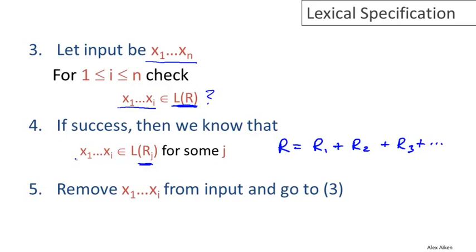Okay, so we know that this prefix x1 through xi is in the language of some Rj. So we know that it's a word in our language; it's in one of the token classes that we're interested in. And so what we do is we simply delete that prefix from the input, and then we go back to step 3 and repeat. In this way, we keep biting off prefixes of the input until the string is empty, and then we have lexically analyzed the entire program.